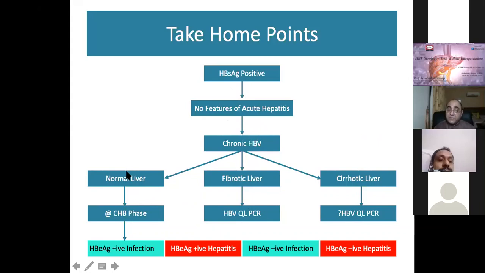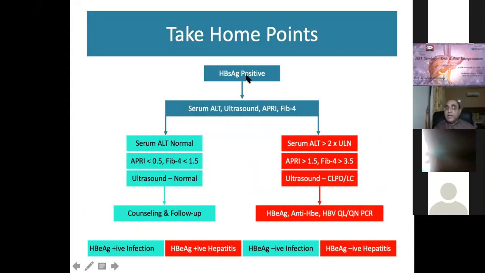If the liver is normal, then the serology will come into play. So an HBs antigen positive patient comes to you. What you do in the first phase, we don't do PCR in each and every patient. What we do is serum ALT, ultrasound, APRI, and FIB4. APRI and FIB4 are simple parameter-based smartphone calculators, and what you need is ALT, AST, platelet count, and the age.